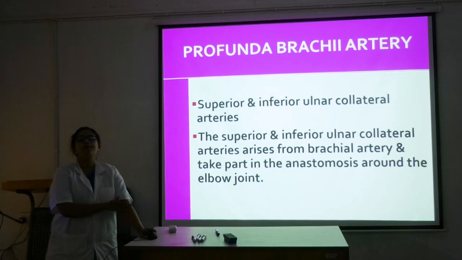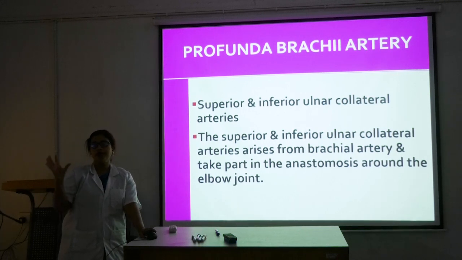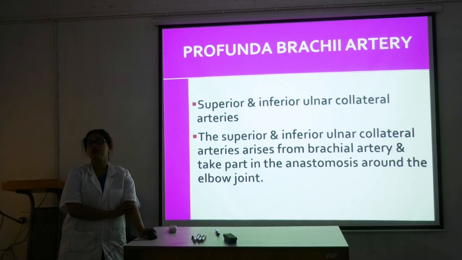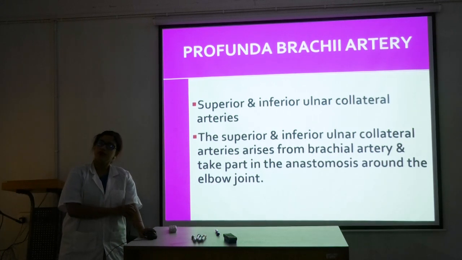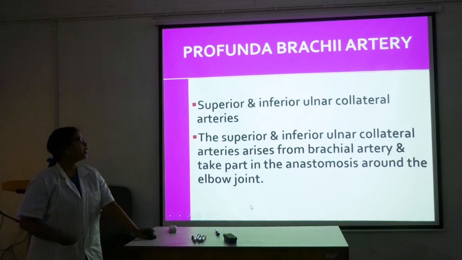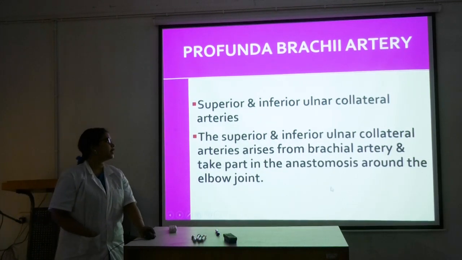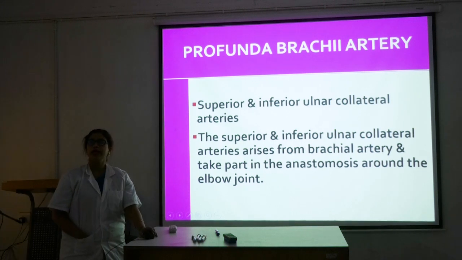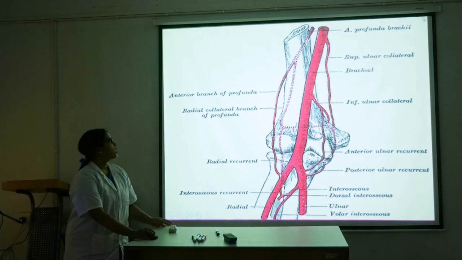Okay, which will supply the elbow joint. Usually, what you are talking about is the anastomosis of the elbow joint. I told you 5 arteries. Okay, that will be supplying the elbow joint. So these branches, superior and inferior ulnar collateral artery, arise from brachial artery and take part in the anastomosis of elbow joint. Okay, then see, this is the course, how it is running.